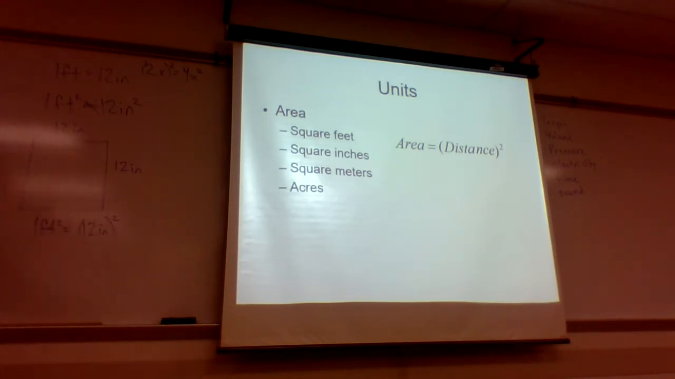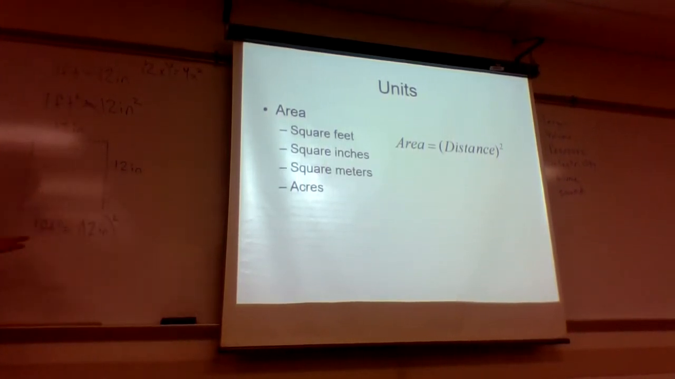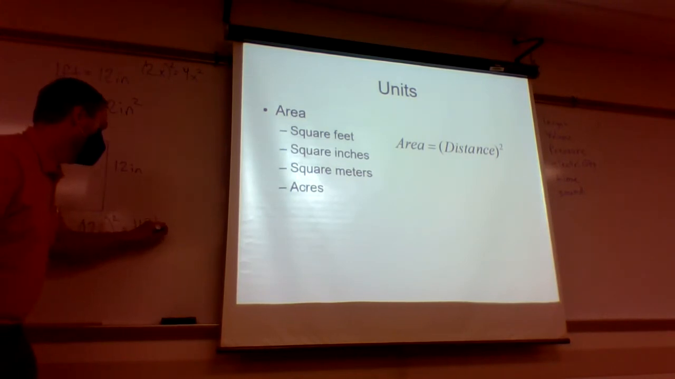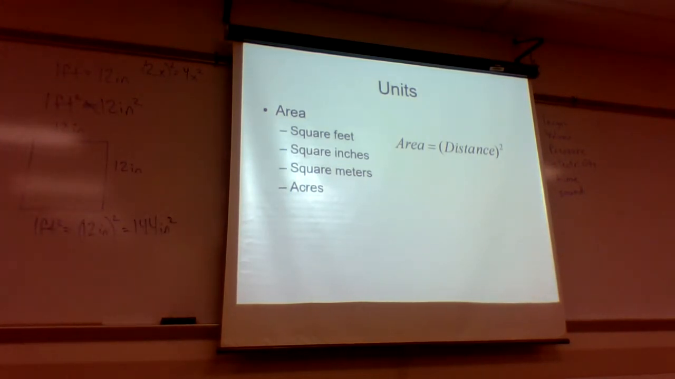Same thing in calculus, honestly. All the mathematical rules apply, just treat it just like it's a variable. It just happens to be a constant variable, which is an oxymoron. Questions here? Which is 144, right? 12 squared? 144 square inches is 1 foot squared. Okay.